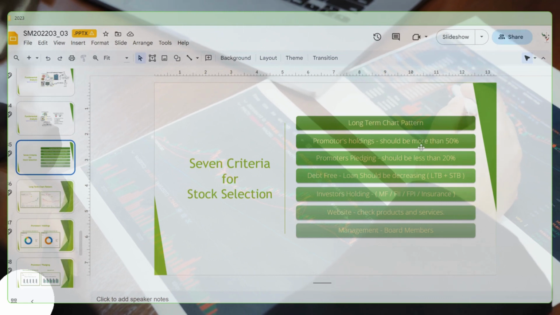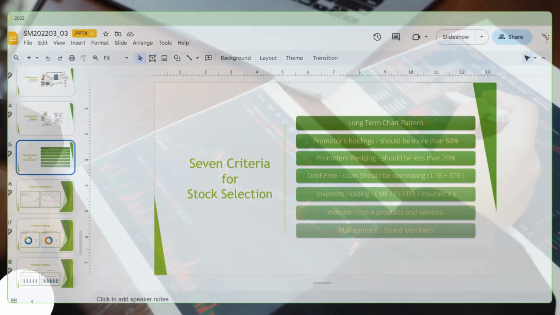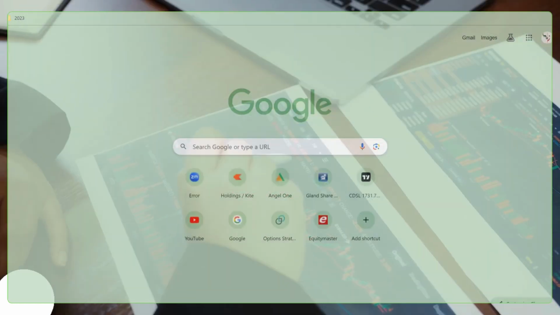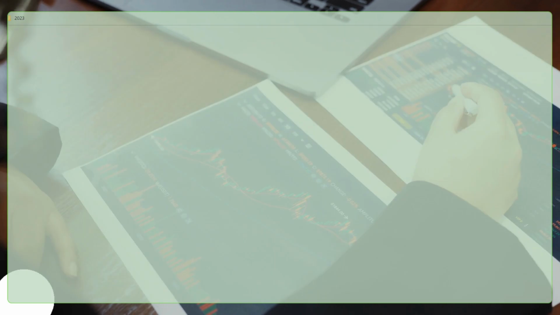So other thing we should check promoters holding, then pledge. So do you want me to go one by one? So I can go say, so chart pattern we have seen in details. So let me go. Okay, no issue.